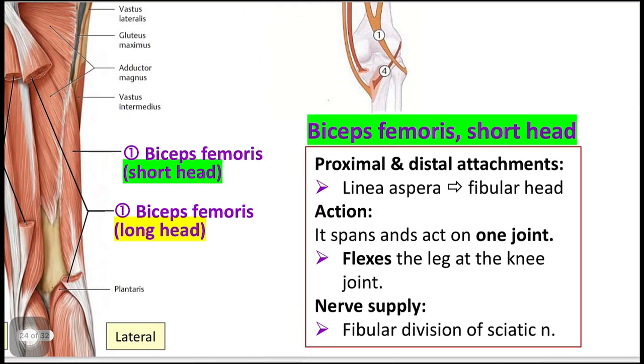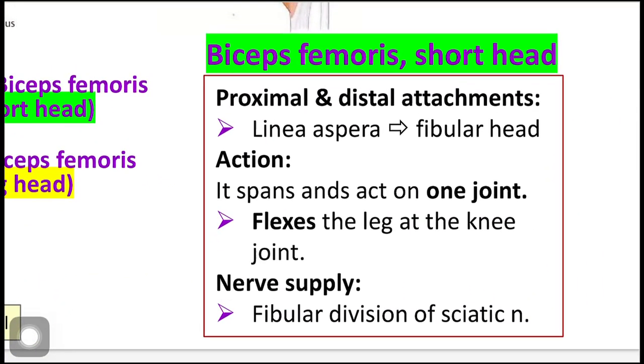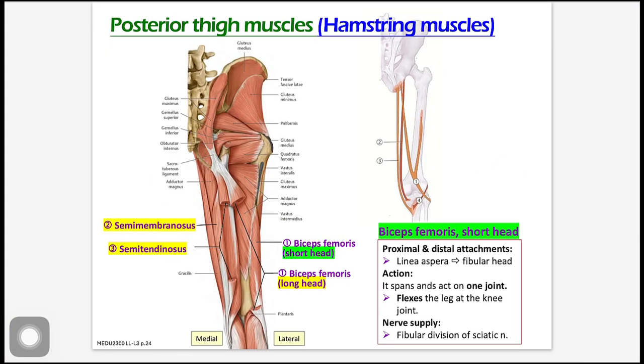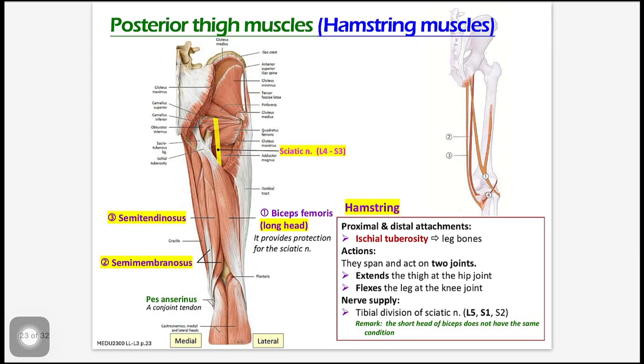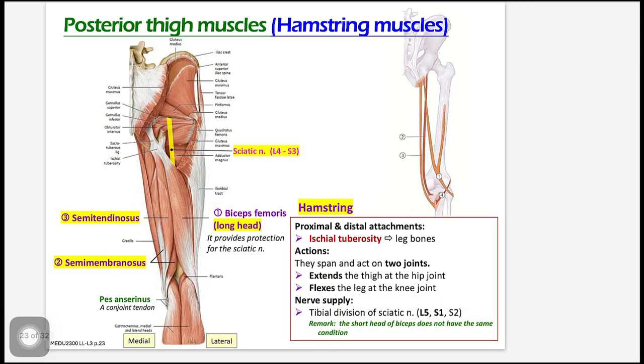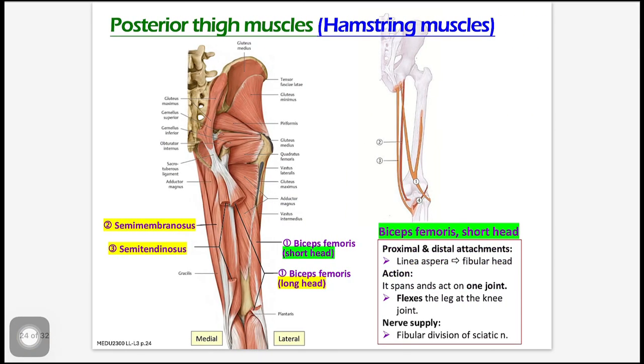And then the nerve supply, take a look. This one is supplied by the fibular division of the sciatic nerve, which is totally different from the 3 other hamstring muscles. That's why I have to highlight this, because those are supplied by the tibial division of the sciatic nerve, while this one is supplied by the fibular division of the sciatic nerve, which is totally different.